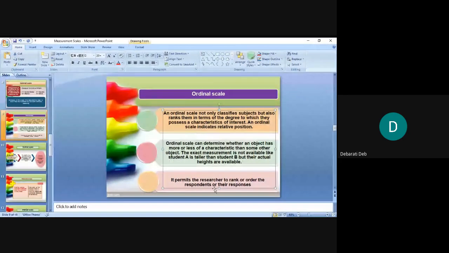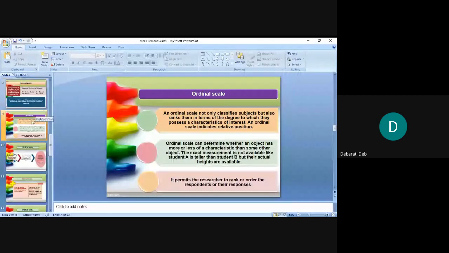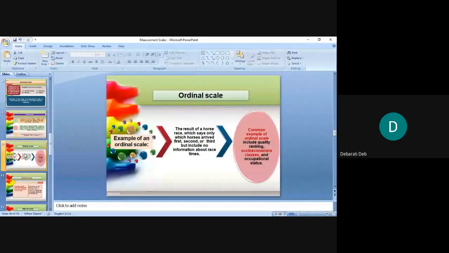Now you are using ordinal scale. It permits the researcher to rank or order the respondents or their responses. When you're using ordinal scale, you can compare which one is better than what. One example is the result of a horse race, which says only which horses arrived first, second or third, but includes no information about race timings.